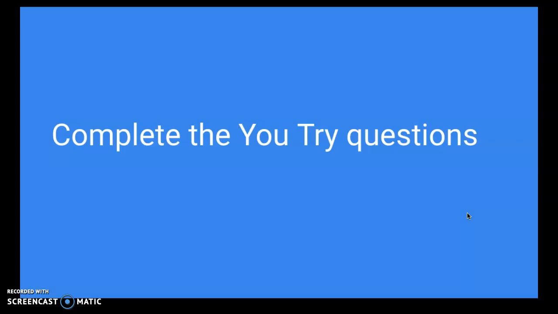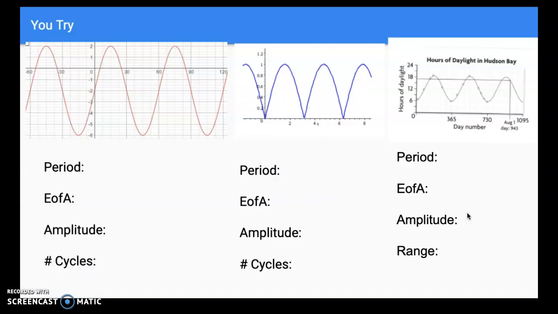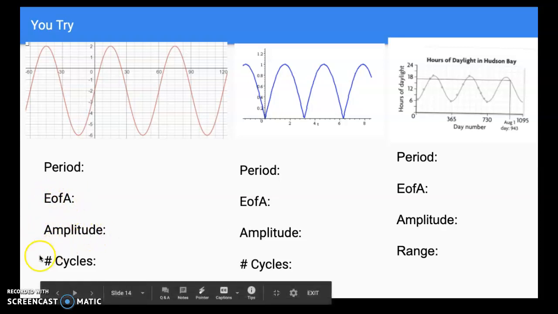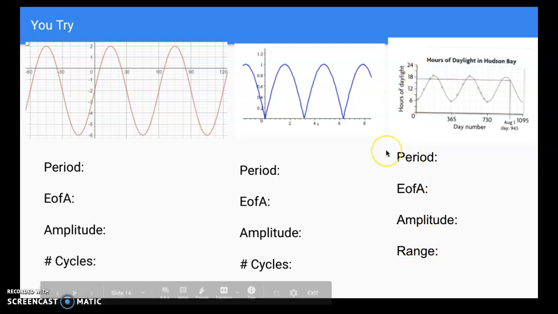Okay, so what I want you to do is try the you-try questions. They are here right now. You can try to figure out the period of this function. E of a means equation of the axis. What's the amplitude and what's the number of cycles? This one has amplitude and the range. Remember, the range is writing the bottom to the top. Once you try that, pause it here, give those a shot, and then the answers are on the next slide.